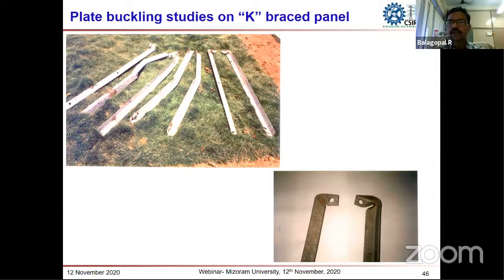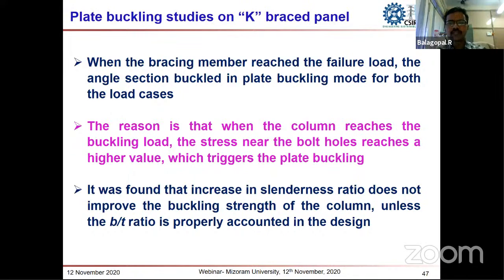Here, what is the remedy to overcome this stress concentration buckling? The reason is that the column has reached the buckling load due to the stress concentration near the bolt holes. It was found that if we increase the slenderness ratio, it will not improve the buckling load. Increasing the slenderness ratio will not have any effect in increasing the buckling load, unless we increase the thickness of the angle sections. That is the only remedy to prevent the buckling due to stress concentration in these angle sections.